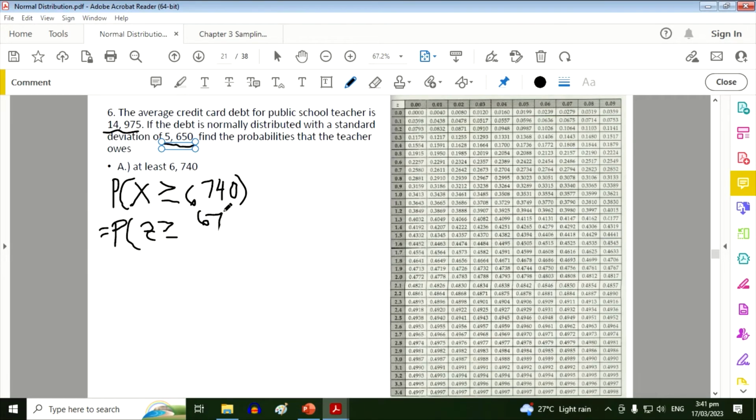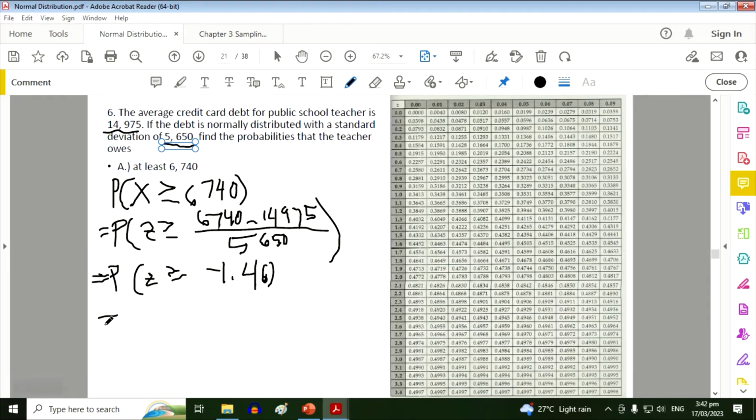So we have 6,740 minus the mean, which is 14,975, divided by 5,650. So what is this equal to? Z greater than or equal, so 6,740 minus 14,975, and then divide this by 5,650. So negative 1.46.